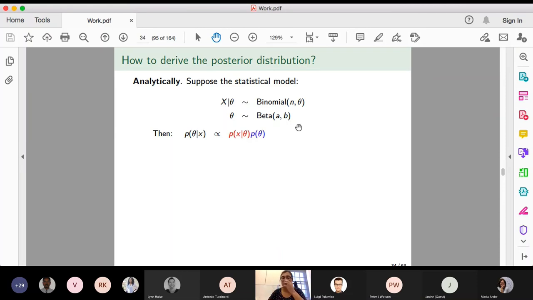But this is the prior distribution. Now the Bayes theorem says that the posterior distribution, the distribution of the parameter given the data, is proportional to the likelihood in red here times the prior in blue here.